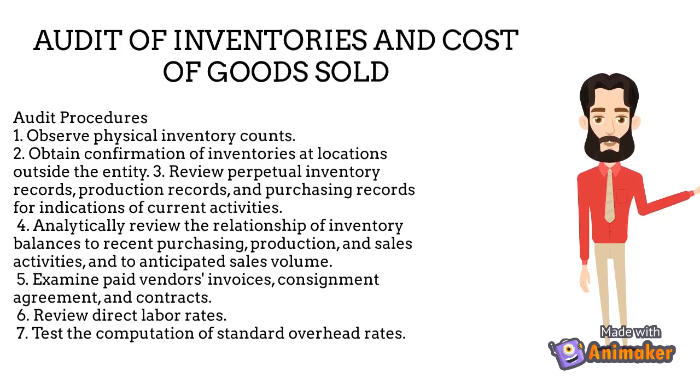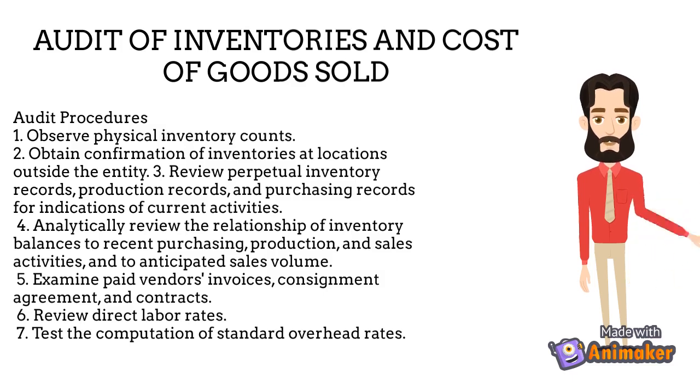1. Observe physical inventory counts. A. Test shipping and receiving cut-off procedures. B. Account for all inventory tags and count sheets used in recording the physical inventory count. C. Test the clerical accuracy of inventory listings. D. Trace test counts recorded during the physical inventory observation to the inventory listing.